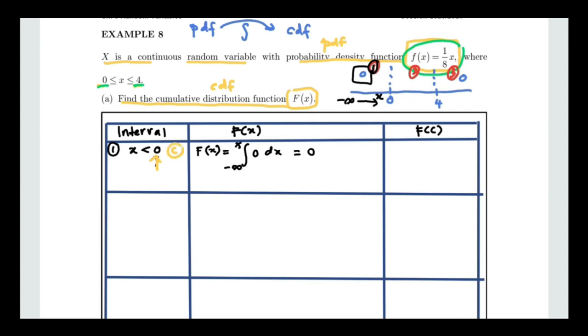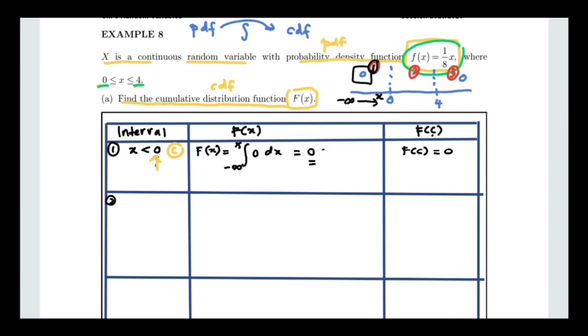We're going to substitute c into the f(x). Since the function f(x) here is 0, we're going to substitute into the 0 function, which is f of c, and that will give you 0. Okay, then we're going to proceed with the second interval.